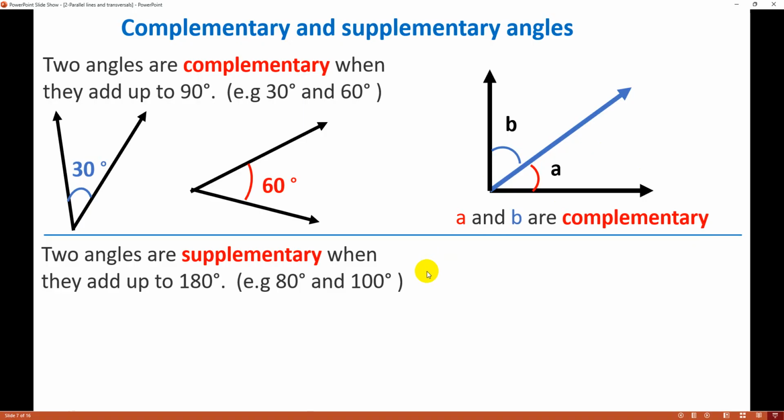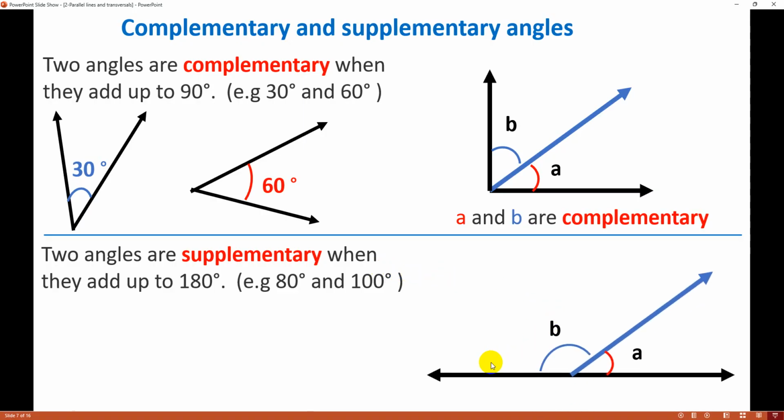Now, two angles are supplementary when they add up to 180 degrees. Examples are 80 and 100 degrees. If you add these two angles, you get 180 degrees. If you have a graph like this, you should know that A plus B is 180. 180 degrees goes all the way from this ray here all the way to the other ray. So that was 180 degrees. And here A plus B together are 180 degrees. So A and B are supplementary.